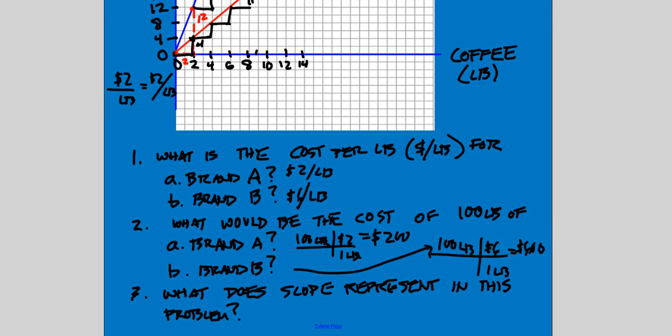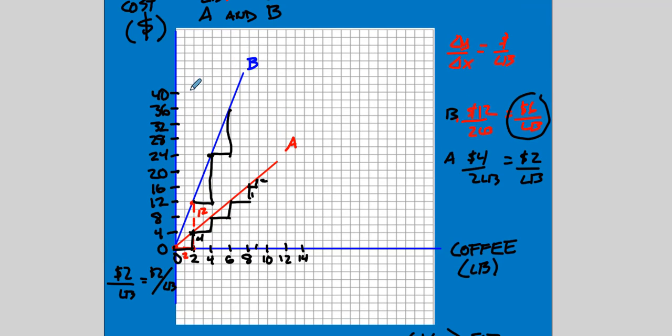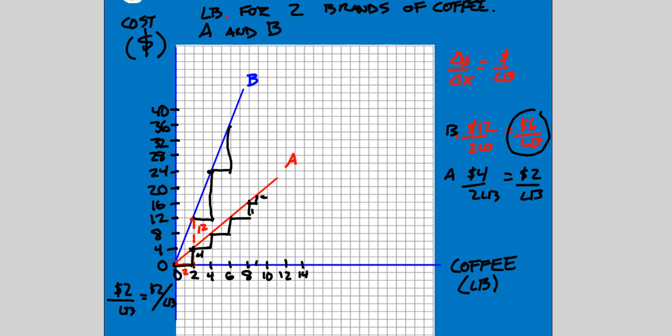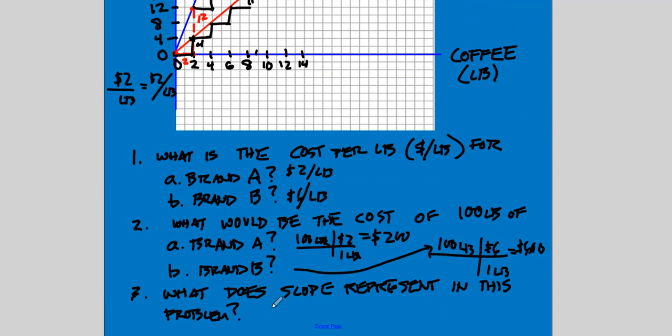And slope, we already said, is change in Y, or change in vertical over change in horizontal. So that's going to be the slope here. The units of slope are going to be dollars per pound, or change in dollars over change in pounds. Delta dollars over delta pounds. The units are dollars per pound, so that is the cost per pound of the coffee. That's what the slope represents for the different brands.